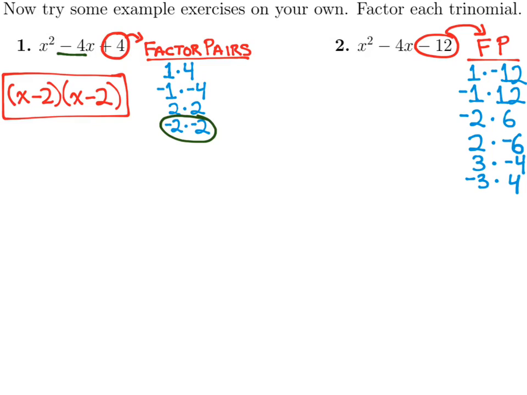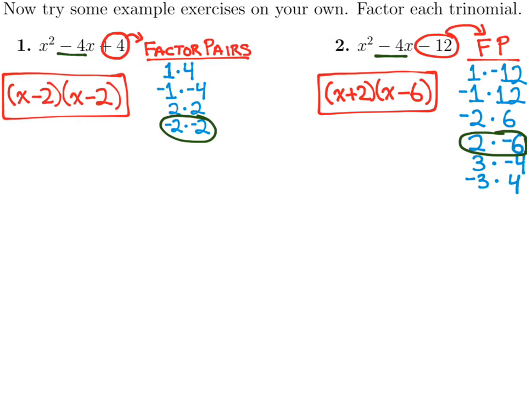First of all, the factor pairs. We're trying to get to negative 12, so it gives us those 6 factor pairs to work with. We're trying to end up at negative 4, so 2 and negative 6 are the winners. Our answer is x plus 2, x minus 6.